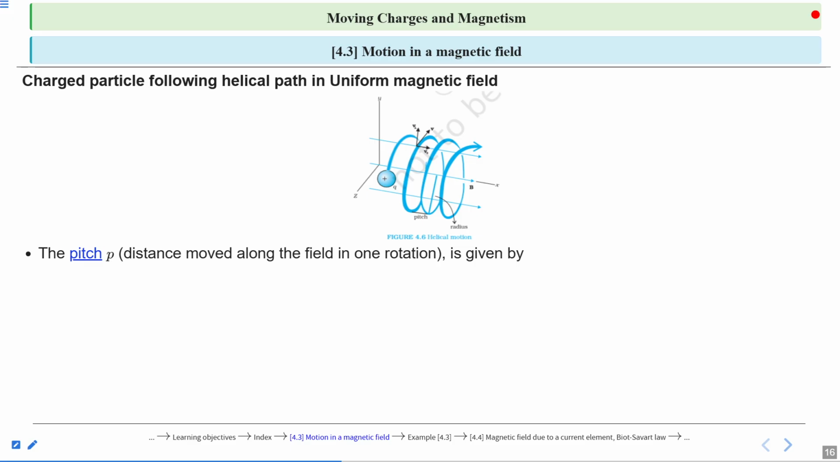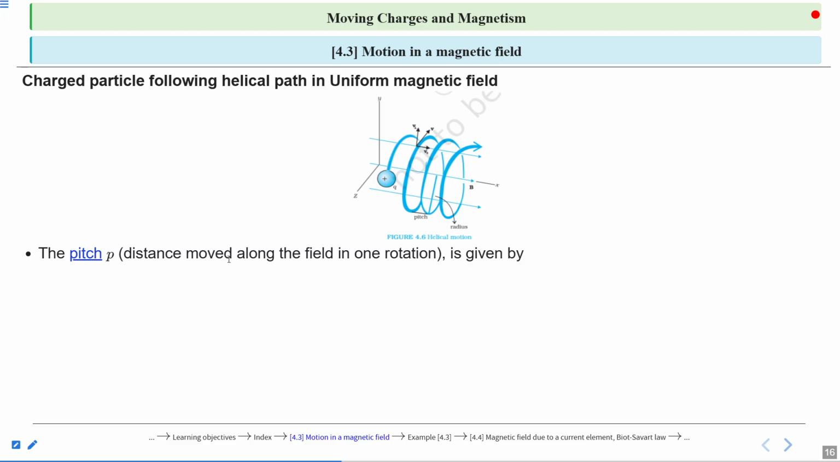Okay, so that is pitch, that distance moved along the field in one rotation. So it is the distance moved by this charged particle in the direction of the field. It means the linear distance traveled by the charged particle in one rotation. It is completing one rotation along this. It is moving from here, and after completing one rotation, after reaching here, the initial and final positions are different, separated by some distance. So this linear distance traveled in one rotation is called pitch.